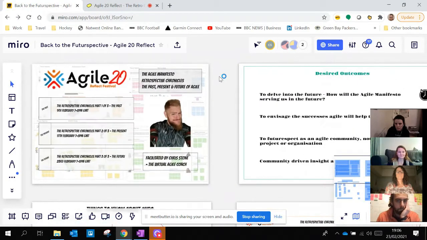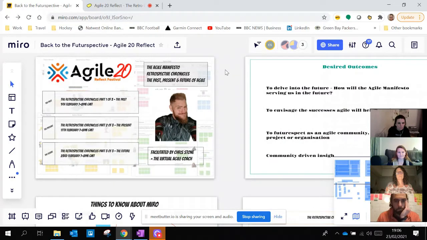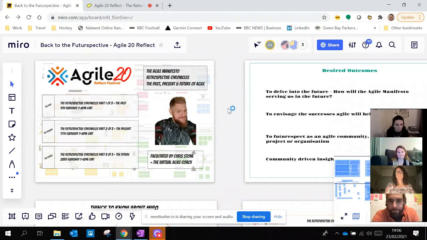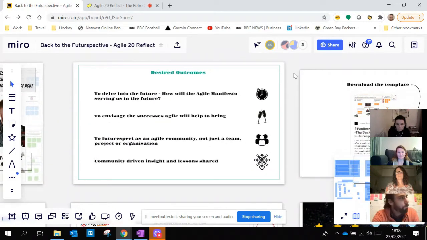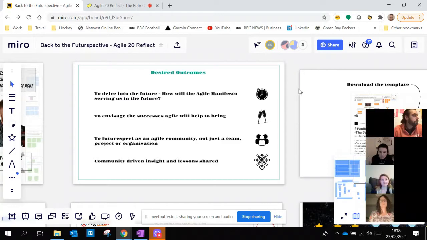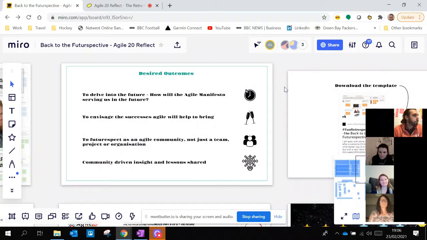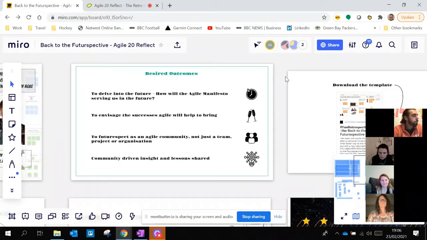So this is part 3 of 3, the final of the Agile Manifesto Retrospective Chronicles as part of the Agile 20 Reflect Festival. The first week we did the past, last week was the present, and today is all about the future. In terms of our outcomes sought from today, we want to delve into the future. We want to think about how the Agile Manifesto will serve us in the future. We want to envisage the successes Agile will help to bring to our working lives, to the Agile community, to ourselves perhaps. We want to futurespect as an Agile community, not just as a team, a project or organisation. And lastly, we want to see if we can derive some community-driven insights and lessons shared.